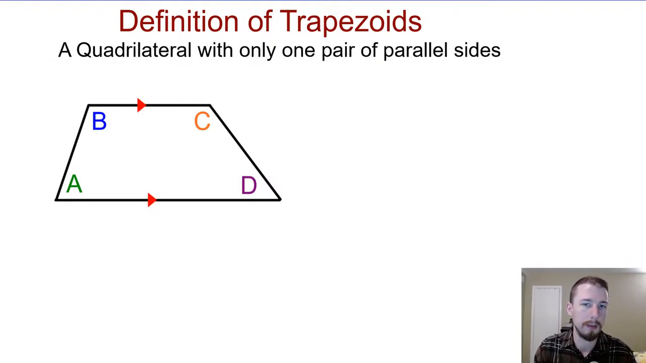Today we're going to go over trapezoids. It's going to be pretty fun and pretty brief. I hope you guys enjoy it. Trapezoids are pretty simple. The definition is a quadrilateral, meaning it's got four sides, with only one pair of parallel sides. So we've got one pair of parallel sides instead of two pairs, which would make it a parallelogram.